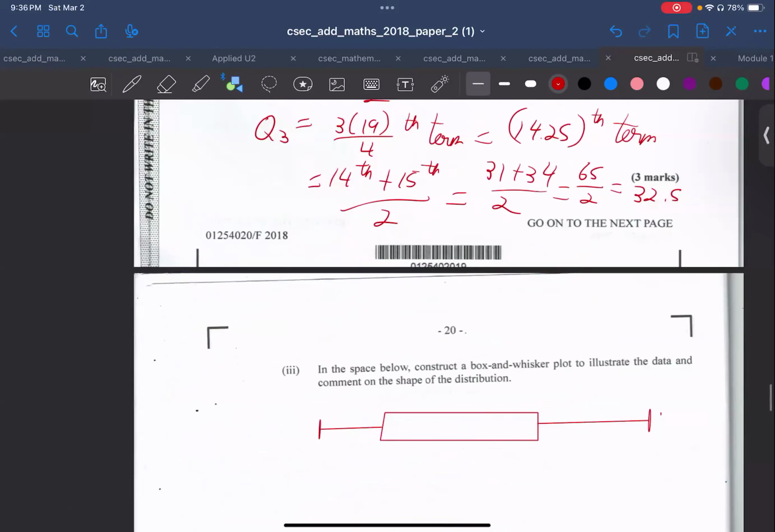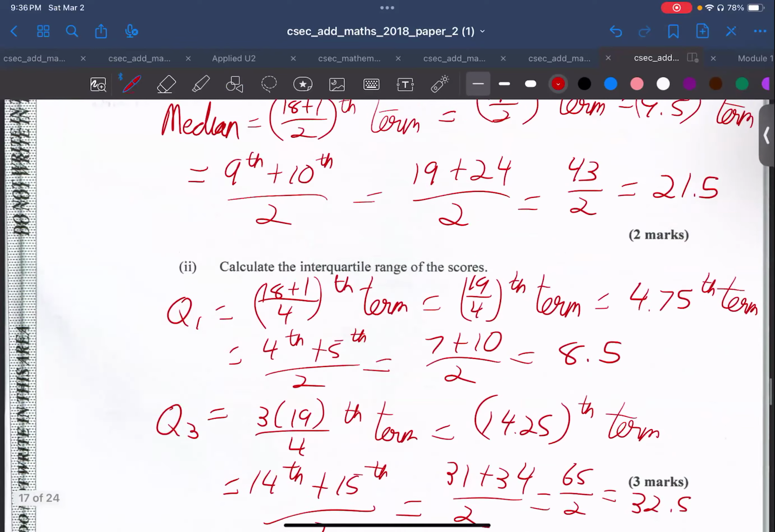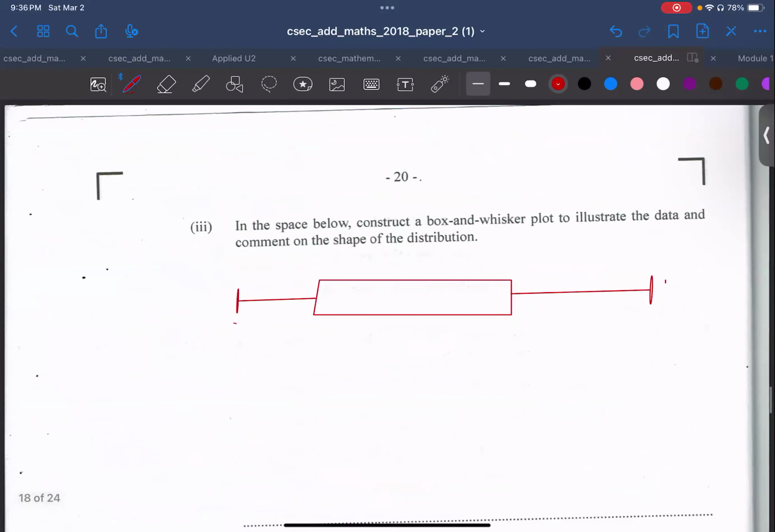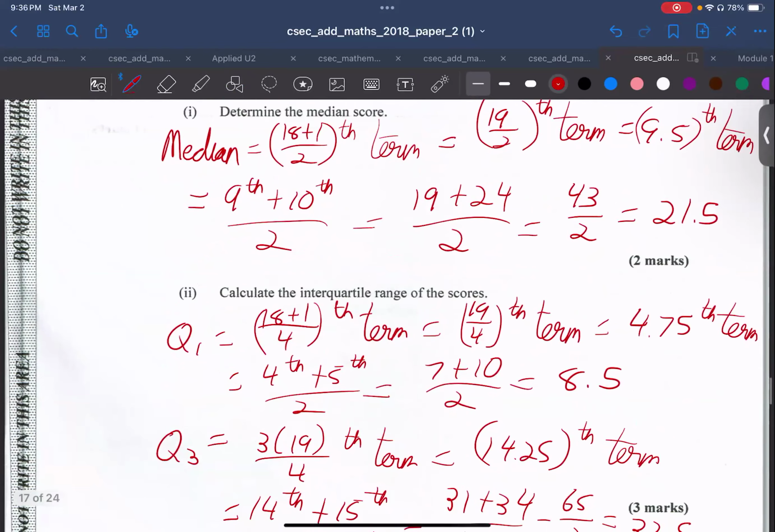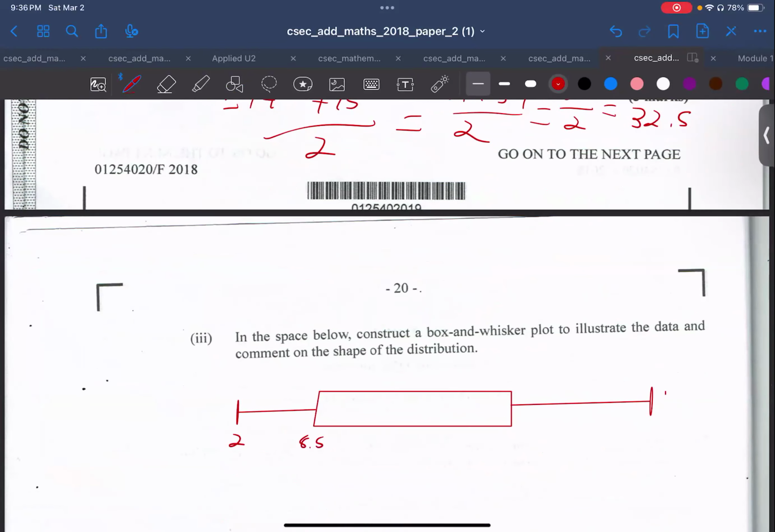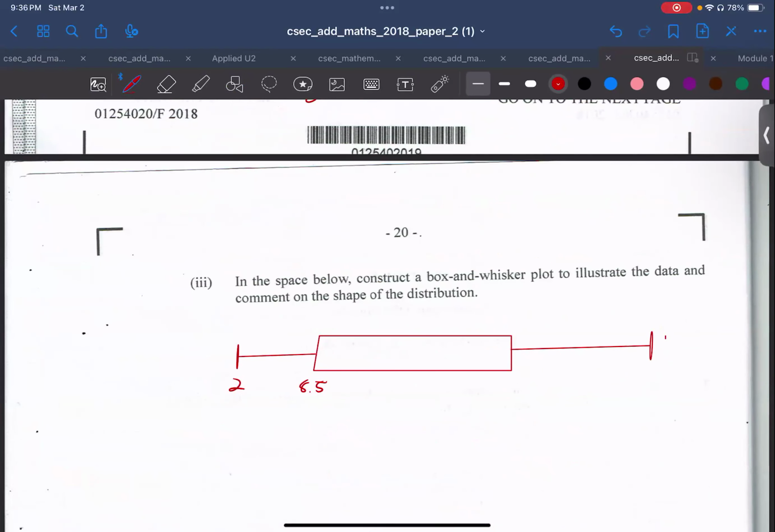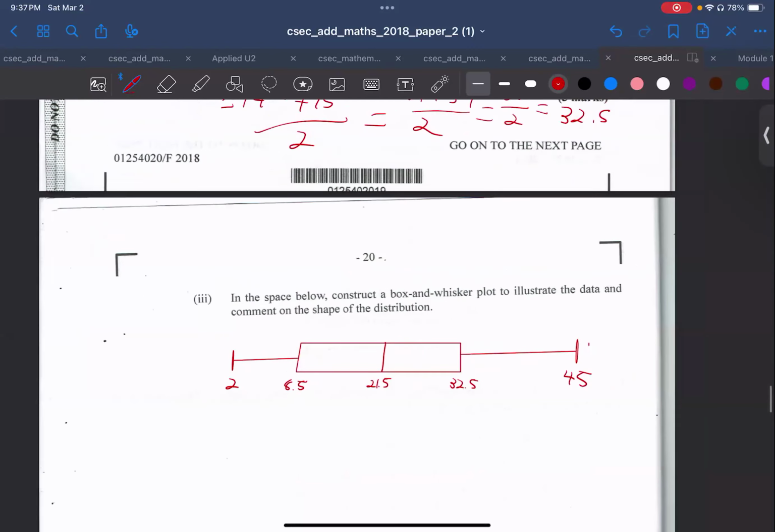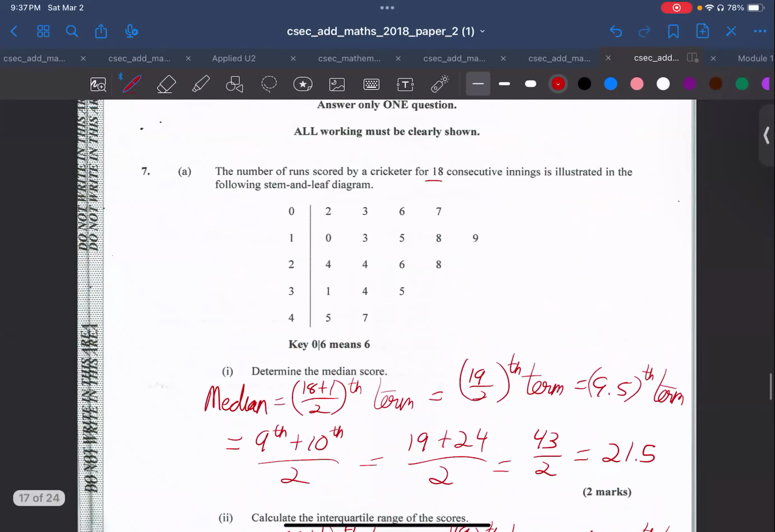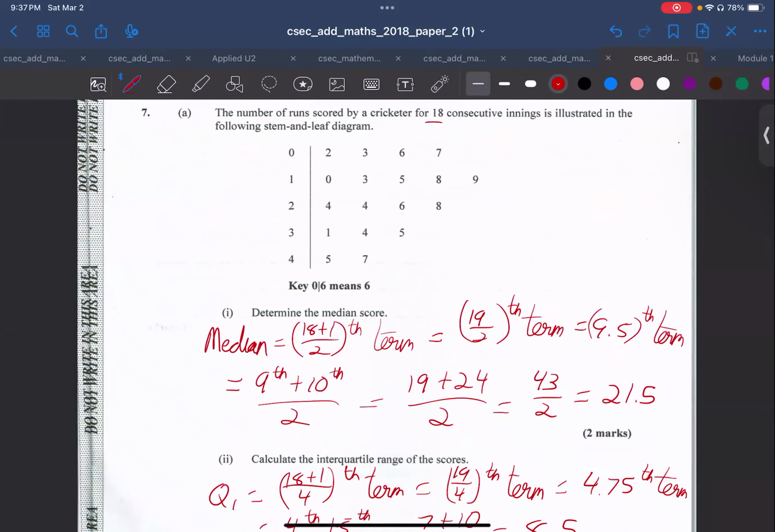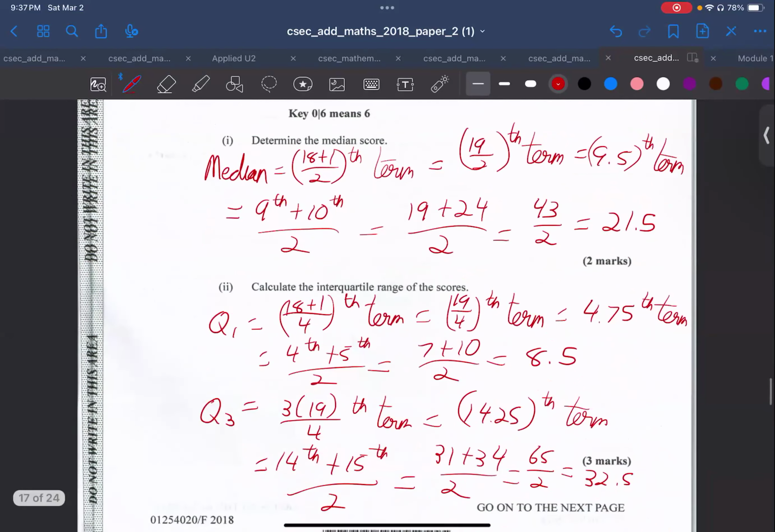Obviously, you'll use your ruler and try to put a scale here. Our lowest value is 2. Our Q1 is 8.5. This here is 21.5, 32.5, 45. That's how you do a box and whiskers. And once you can do those things in the exam, honestly, there isn't much that would trick you all up too much.